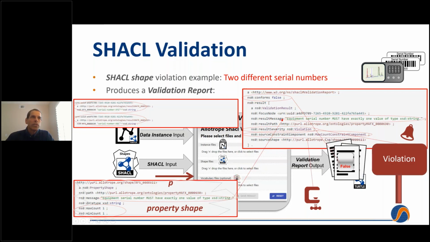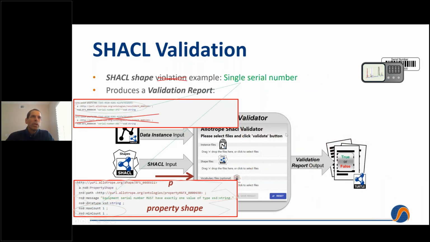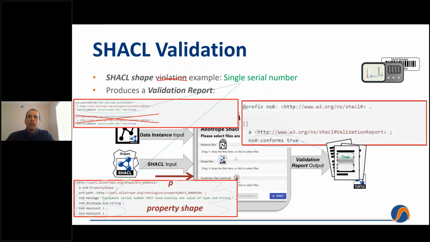Let's fix this violation. We will erase one of the serial numbers, and we have a shape with a single serial number. Now we are within the right cardinality. We will turn the validator on, and it will produce a validation report. This time conforms equals true, no violation, everything is correct, it passed.